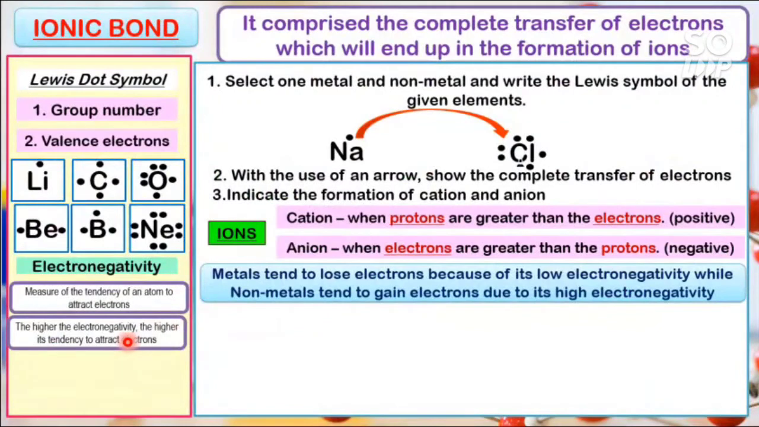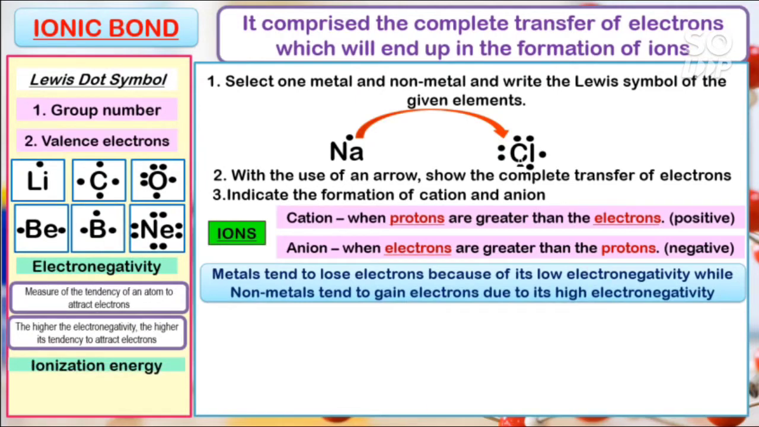So, reminder: the higher the electronegativity, the higher the tendency of the element to attract or to gain electrons from other elements. And if the element has a low electronegativity, like a metal, it tends to lose or give up electrons in what we call ionic bonding. That explains why sodium as a metal will lose its electron and chlorine as a nonmetal will gain the electron in this ionic bonding. Okay?